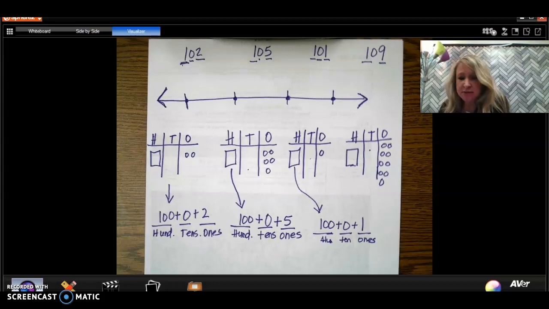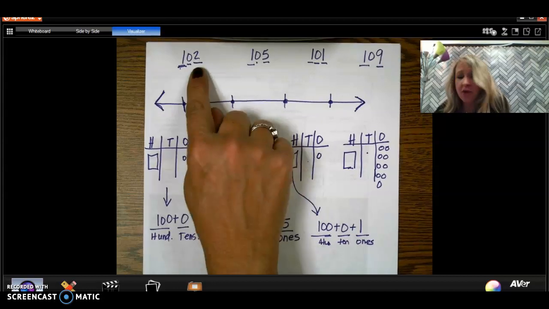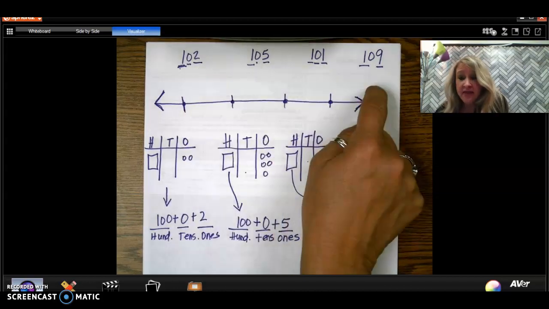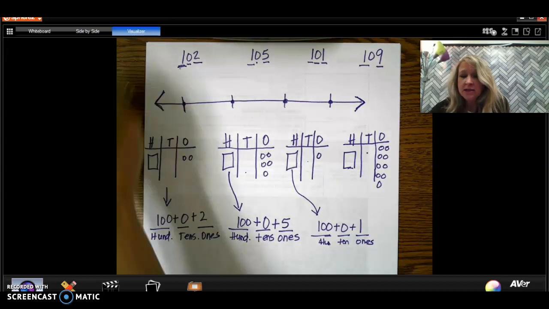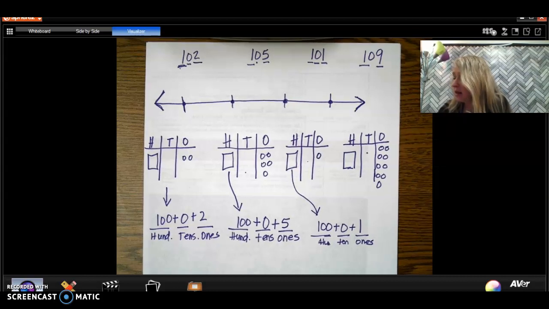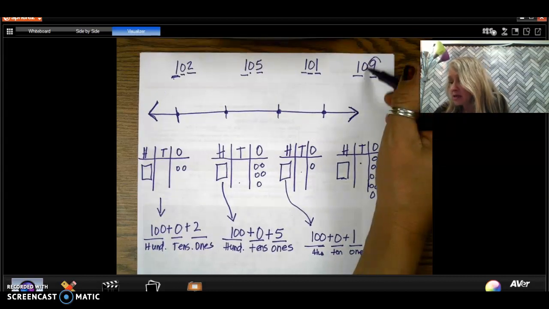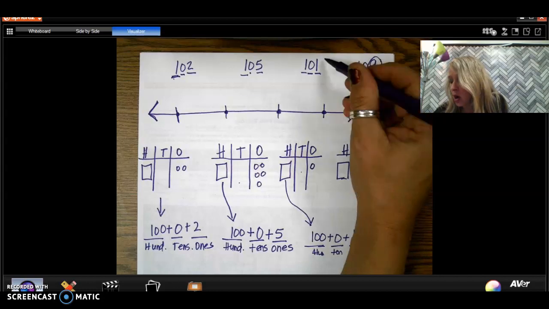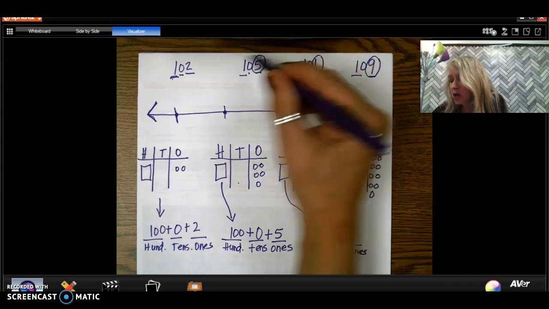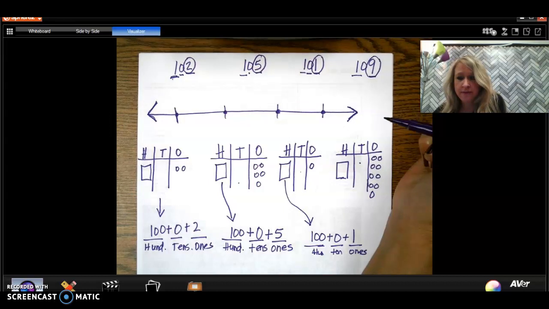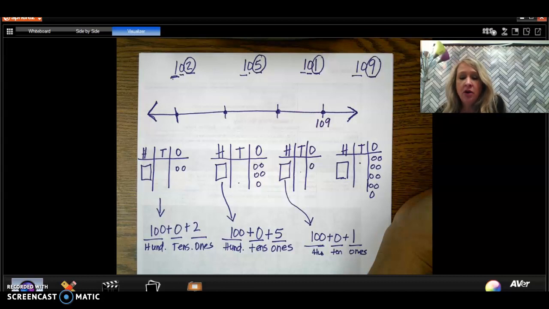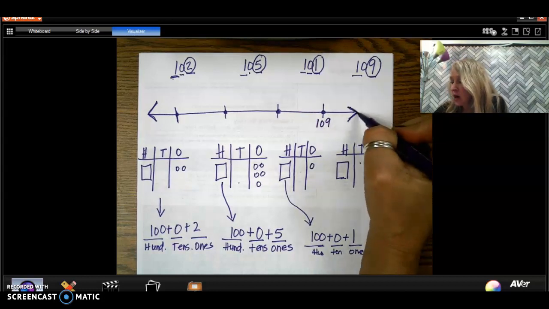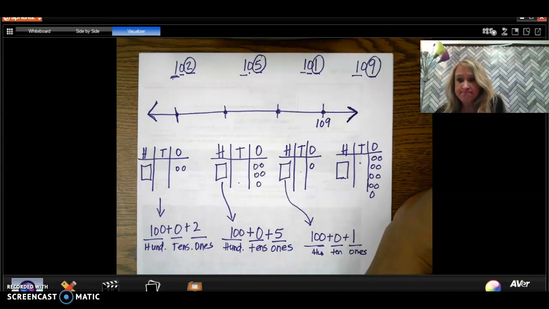Since you were so smart to notice that all of the ones are different, then those are the numbers that we're going to look at to put these numbers in the correct order. So which of these numbers would be the greatest? 9, 1, 5, or 2? 9 would be the greatest, so 109 would come all the way down here where the greater than symbol is.